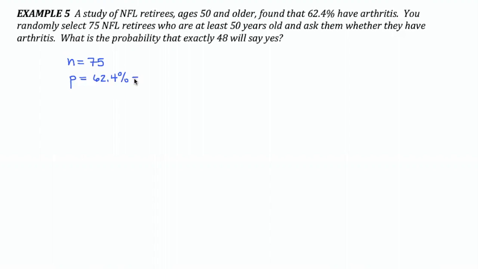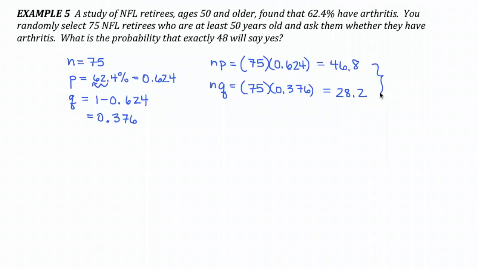62.4%. And if you move that decimal place over 2 places to the left, you get 0.624. Probability of failure would be 1 minus that number, which gives me a q value of 0.376. Now test to see if we can use the normal approximation by performing these two calculations. Here are my results, and these numbers are both greater than or equal to 5. Therefore, I can proceed with my normal approximation.